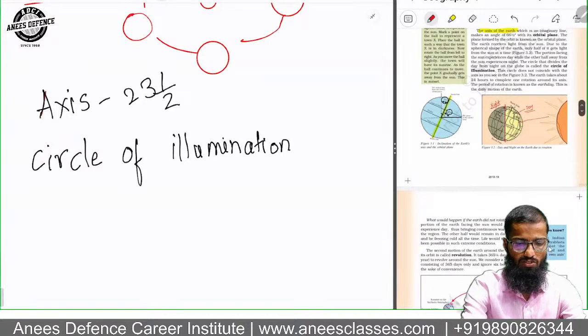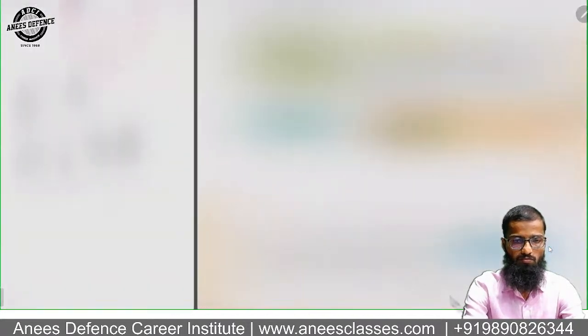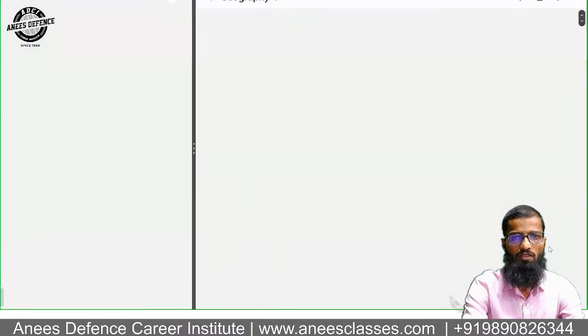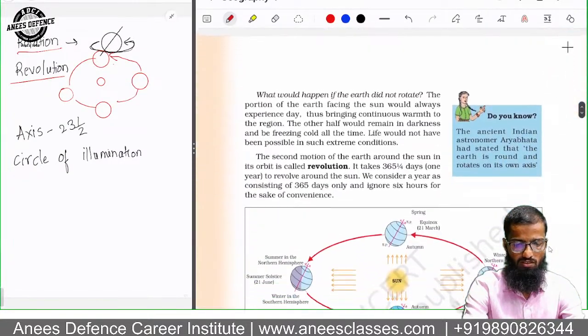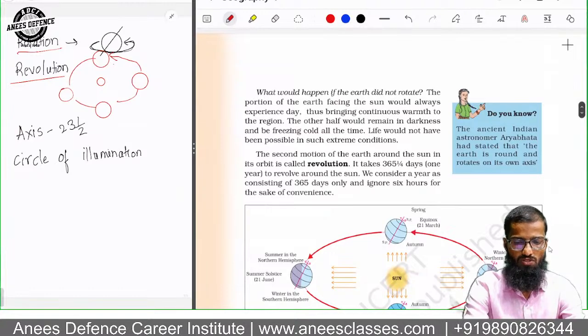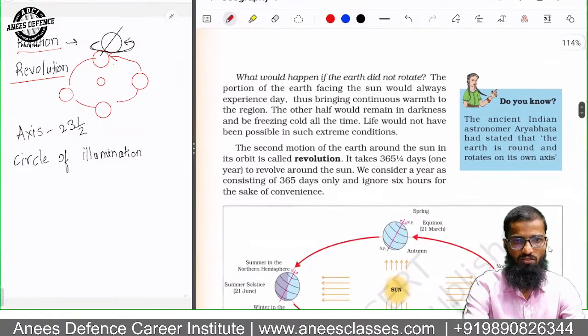So we have studied this much. Now let us move to the next page. Now they have asked one brilliant question: what would happen if the earth did not rotate? So they have given the answer also. The portion of the earth facing the sun would always experience the day.